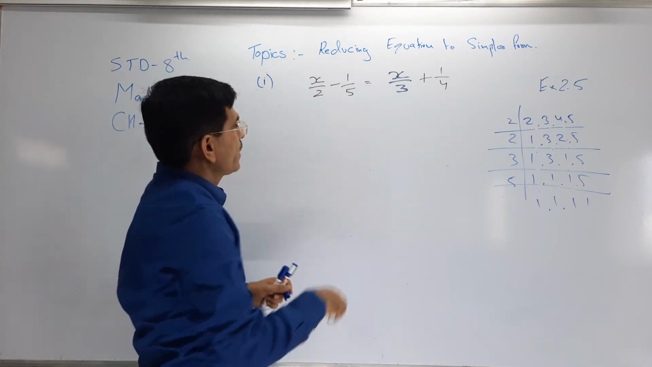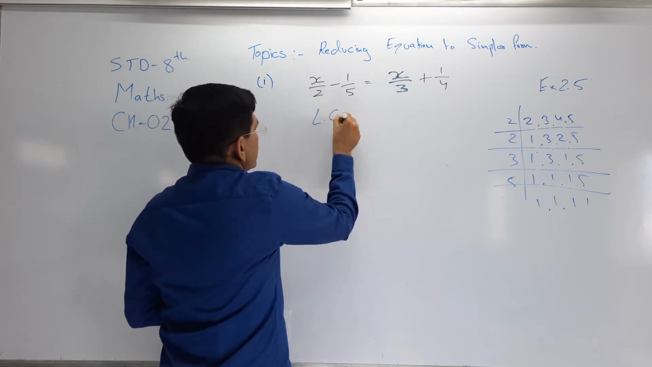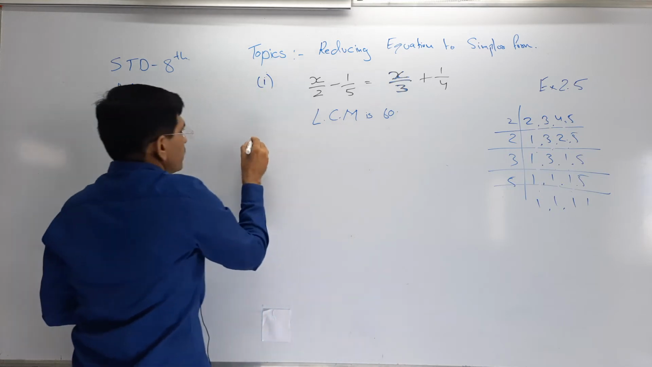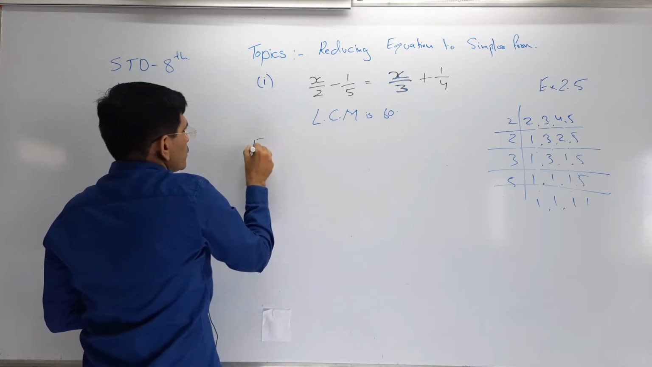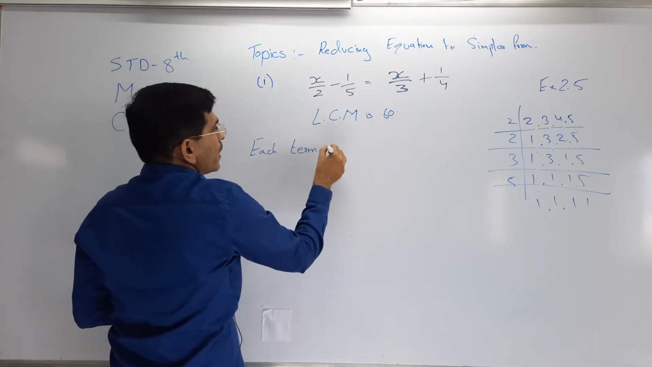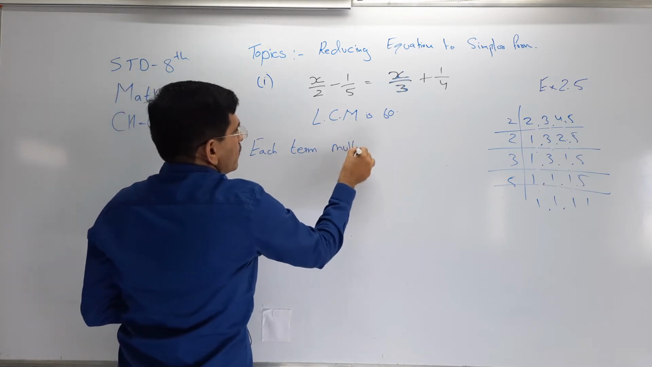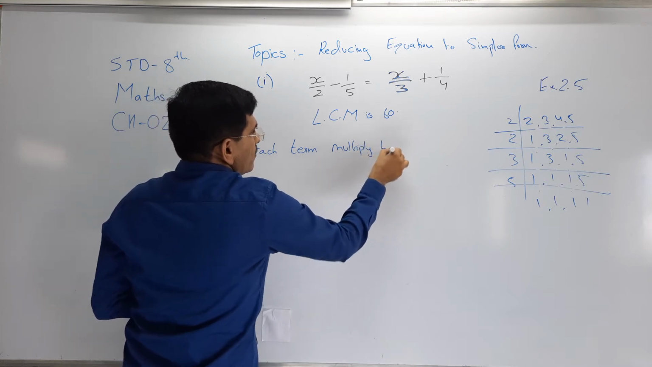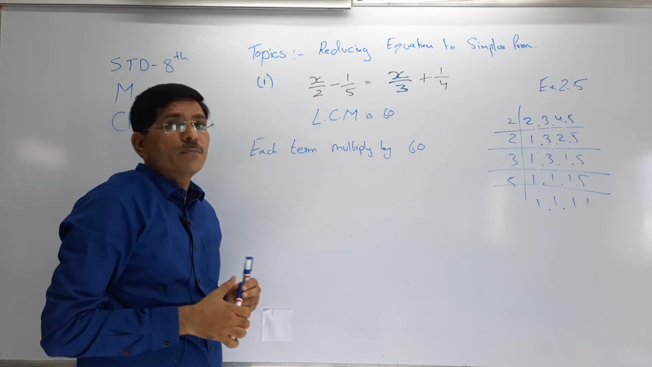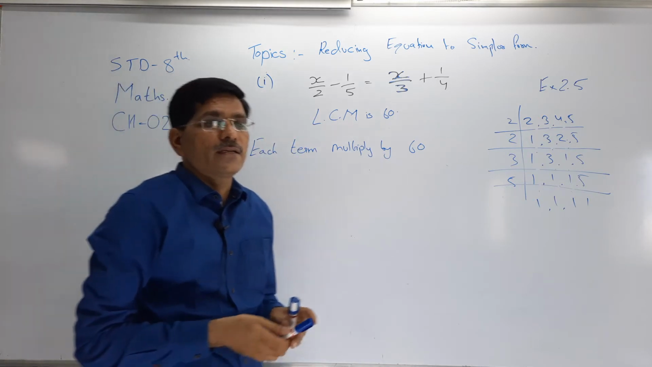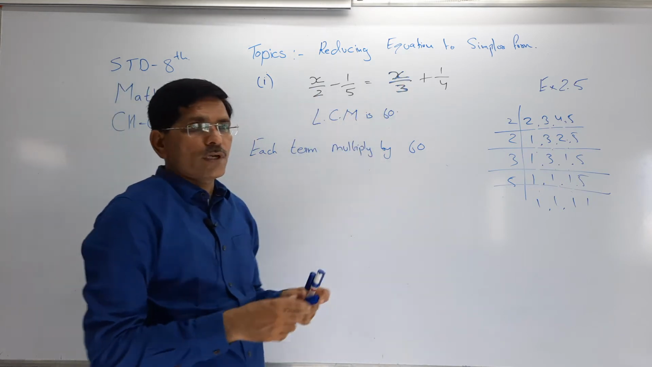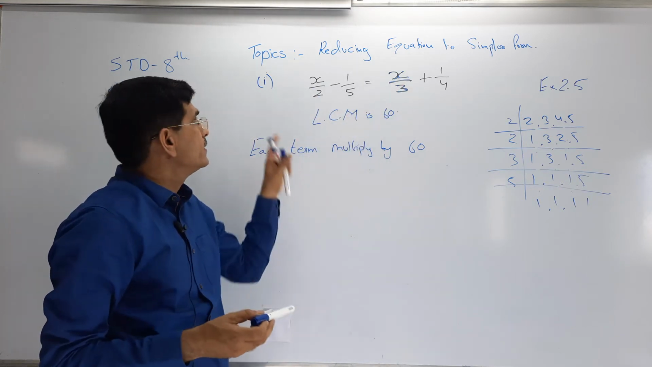So, I have to multiply. LCM is 60, so multiply each term by 60. It means what? How many terms are there? 1, 2, 3 and 4 terms are there. Each term multiplied by 60.